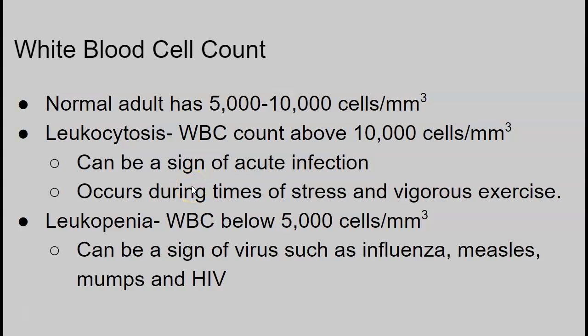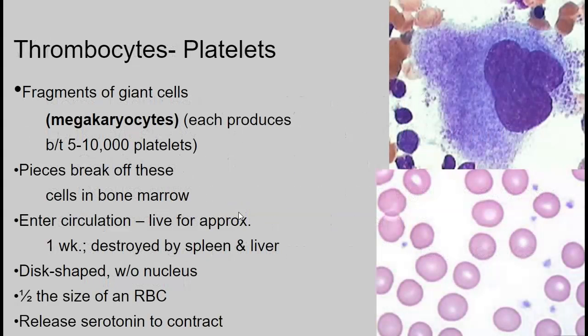And then leukopenia is lower than 5,000. That could be a sign of viruses, really, because the viruses could be attacking your immune system and decreasing the ability to produce those white blood cells. So just make sure you know the difference between those two.